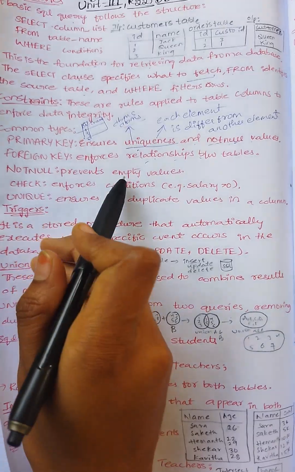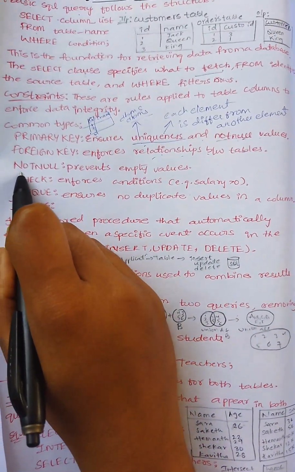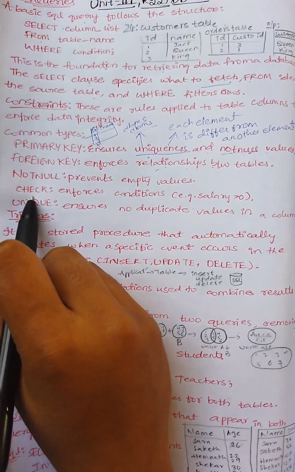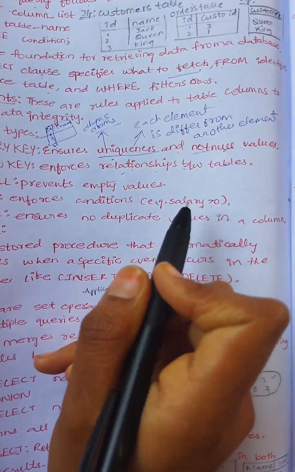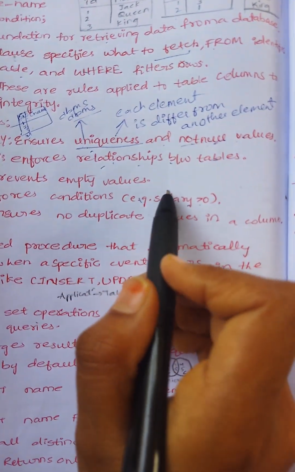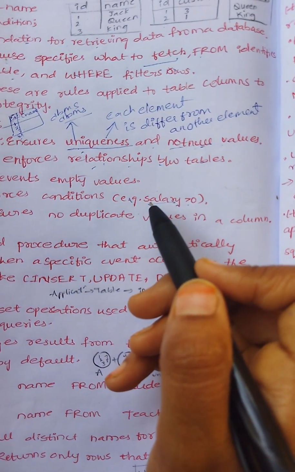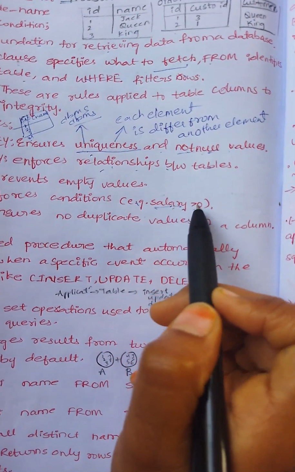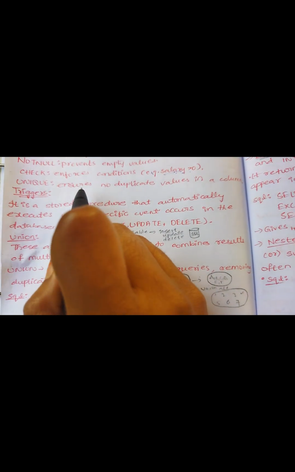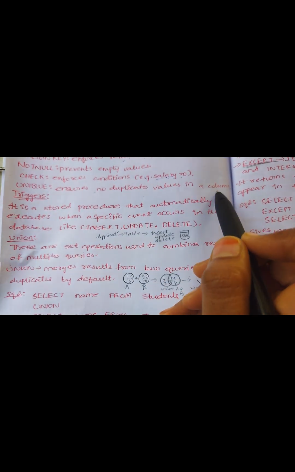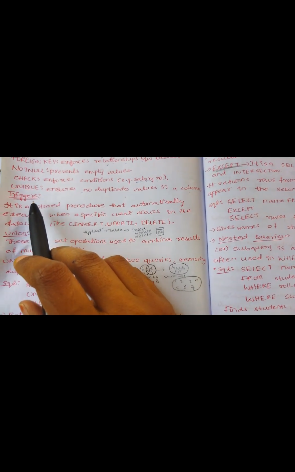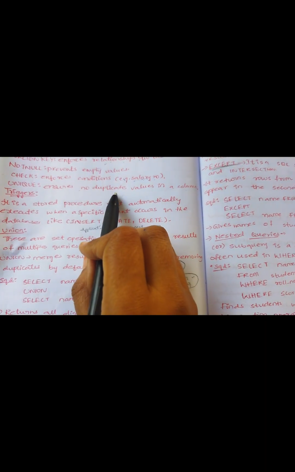Not null, it should not contain empty values or null values. Check is used for checking the condition. If salary must be greater than 0, it should not contain negative values. Salary is nothing but money. Paying money for a job or work is known as salary. It should be greater than 0. Unique constraint is used for no duplicate values in a column. It is somewhat similar to the primary key concept. It should not allow duplicate values or similar names.